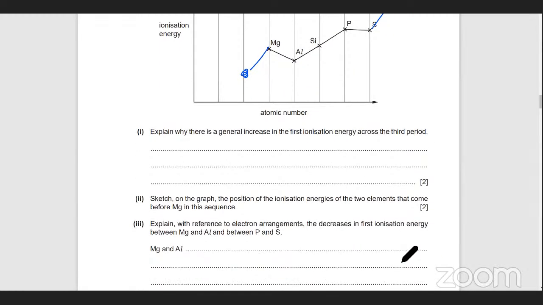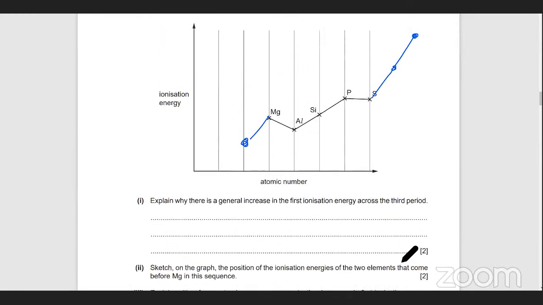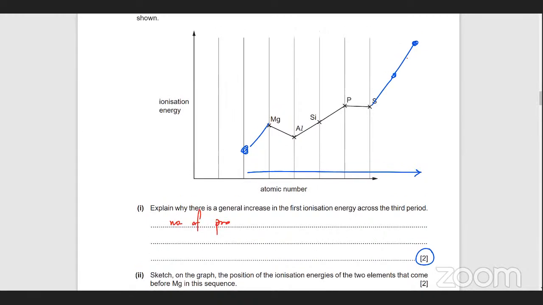Explain why there's a general increase in the first ionization energies across the period. So what happens across the period? It's a 2-mark question, 2 points. Why does it become more? The radius gets smaller, charge increases. Which charge? Nuclear charge, okay? Number of protons increases. Actually, 3 points: same shielding, and distance slightly decreases.